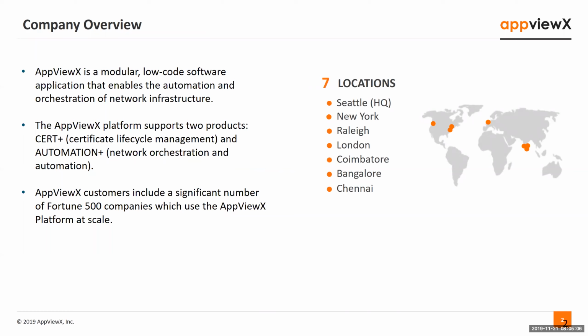Before that, let's do a quick overview of what AppViewX does and what AppViewX is. So AppViewX is a platform. It's a low-code application automation platform where we automate and orchestrate network and security infrastructure. And our primary focus is two areas. One is CERT+, which is a certificate lifecycle management product. This is primarily automating or managing the data in transit encryption piece of it, all the aspects related to data in transit. And then the Automation Plus product, which is all part of the same platform, is about network orchestration and automation of all the network services and security services.